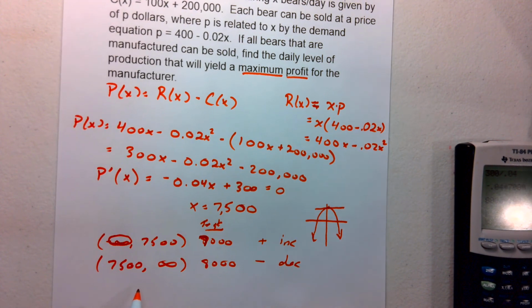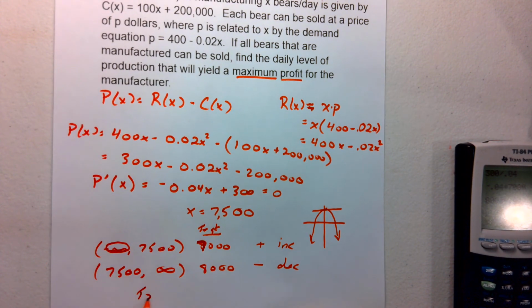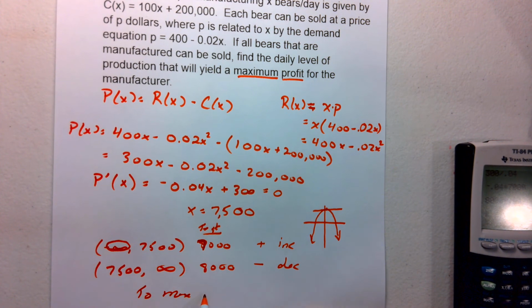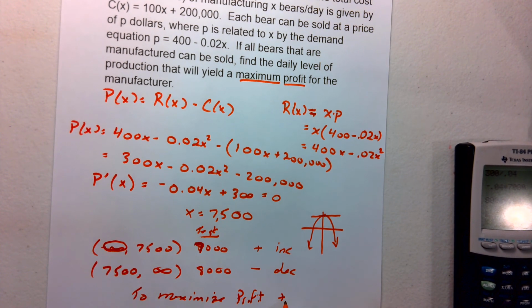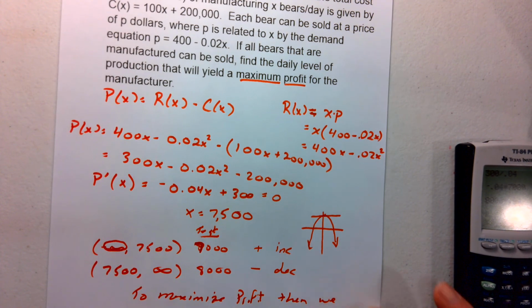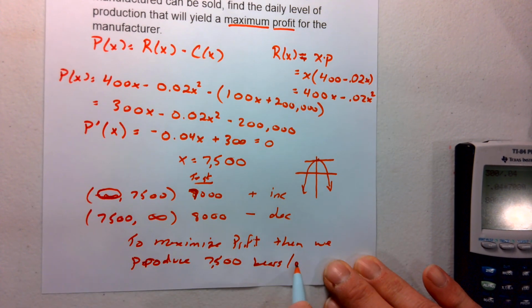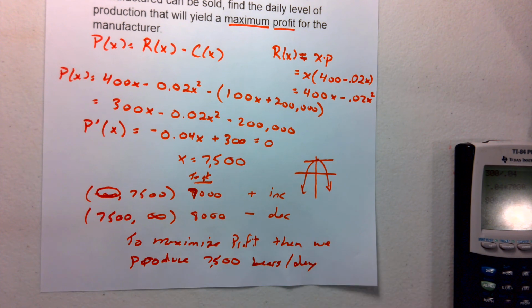So, in order to maximize profit, we produce 7,500 bears per day. And that would be our answer.